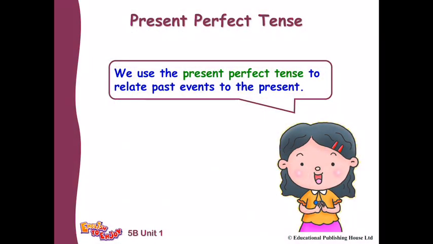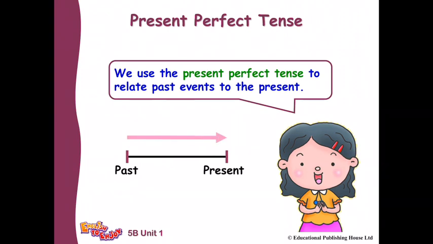How do we use present perfect tense? We use present perfect tense to relate past events to the present. Look at the arrow. It means the action that began in the past is extended to the present moment.